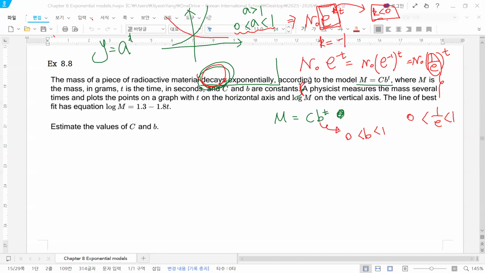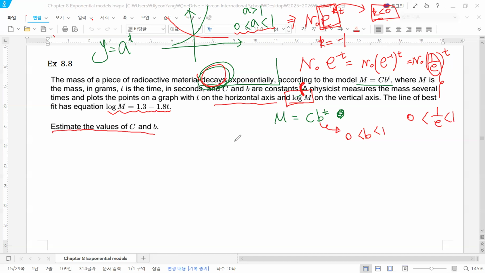A physicist measures the mass over time and plots the points on a graph with t on the horizontal axis and log m on the vertical axis. The line of best fit has equation log m equals 1.3 minus 1.8t. Estimate the values of c and d.